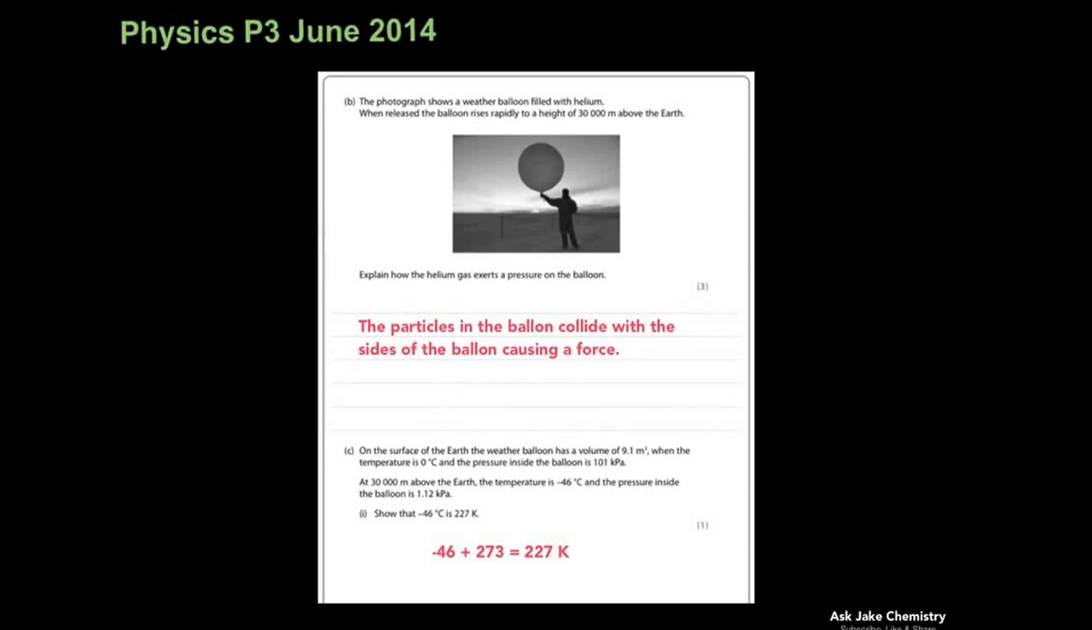The second part of the question talks about kelvins and Celsius, and you just need to make sure you know what the difference is. If you know that, you'll get this really easy 1 mark. So minus 46 plus 273, which is absolute zero, gives you the kelvins. If it was the other way around, you'll need to know how to do it as well. It's very easy, very simple, make sure you learn it.